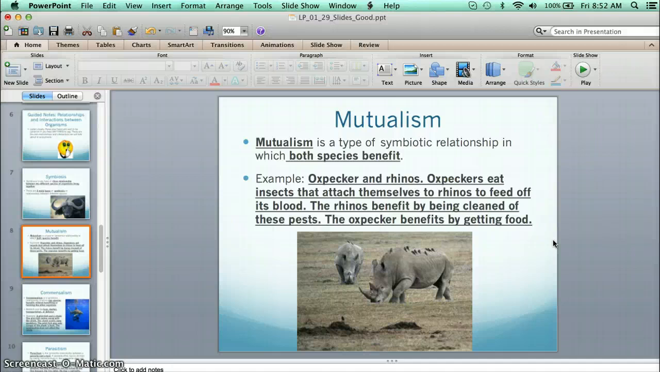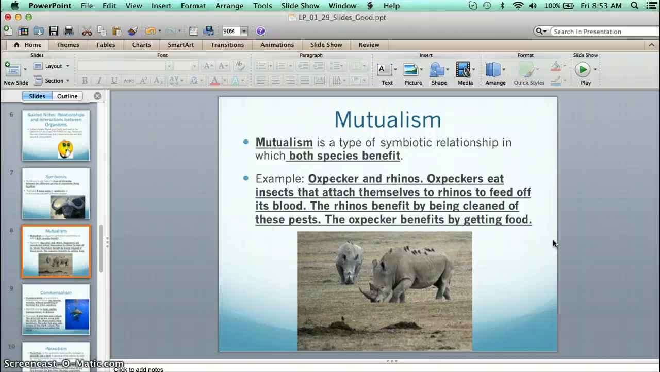These insects that attach themselves to the rhinos are kind of like parasites, if you think back to our microorganism unit. Parasites feed off of an organism. So these insects were feeding off the blood of the rhino, really hurting it, and the oxpeckers eat these insects for food. So the oxpeckers get food, and the rhinos benefit by being cleaned off from these pests. Both species are benefiting, the oxpecker and the rhino. So we call this mutualism.